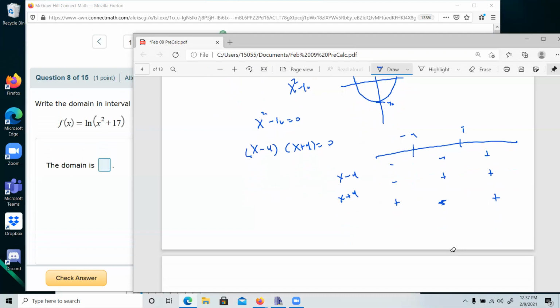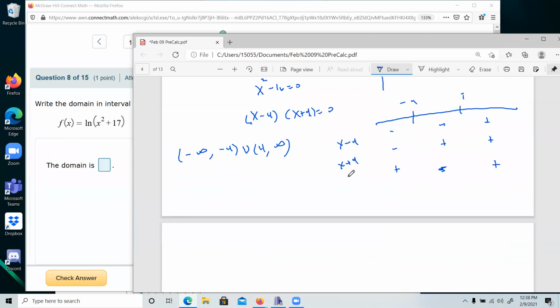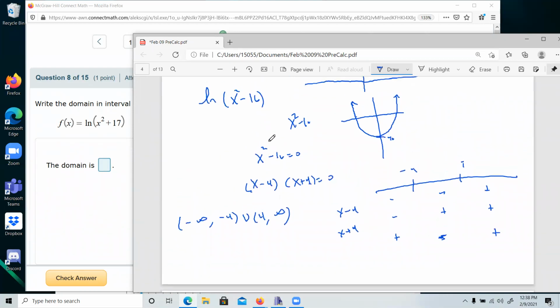So my domain here is going to be negative infinity up to negative 4. I have to skip all of this stuff between negative 4 and positive 4, so union 4 off to positive infinity. We're just skipping the stuff in the middle. If we don't have a domain there, it's not going to work. This is the kind of problem I did like to ask. Usually it involves some kind of weird factoring method like the AC method.